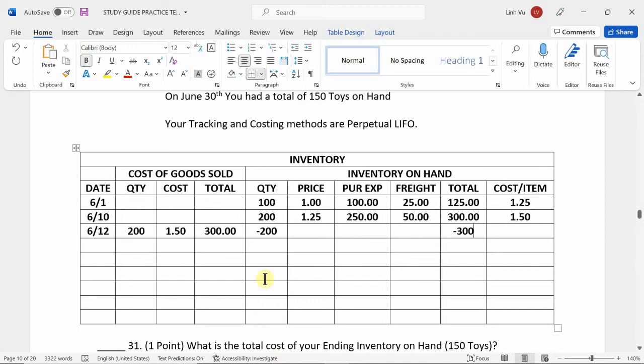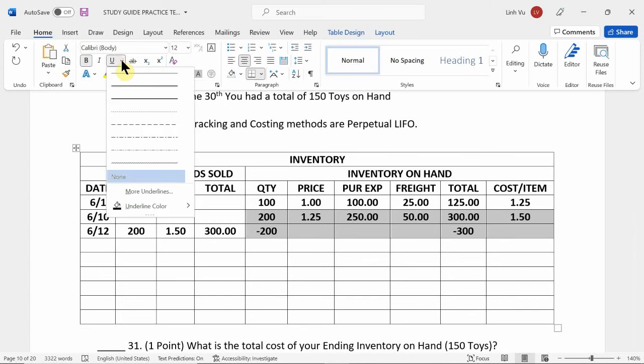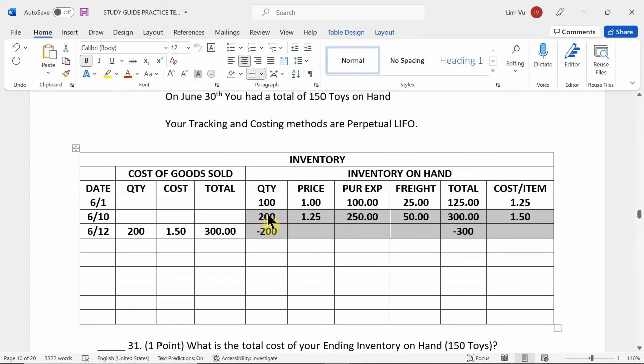So therefore, this entire batch of inventory is gone. Strike through is not on here. It's this one. There you go. Okay, all right. So that means I don't even have this batch of inventory anymore.